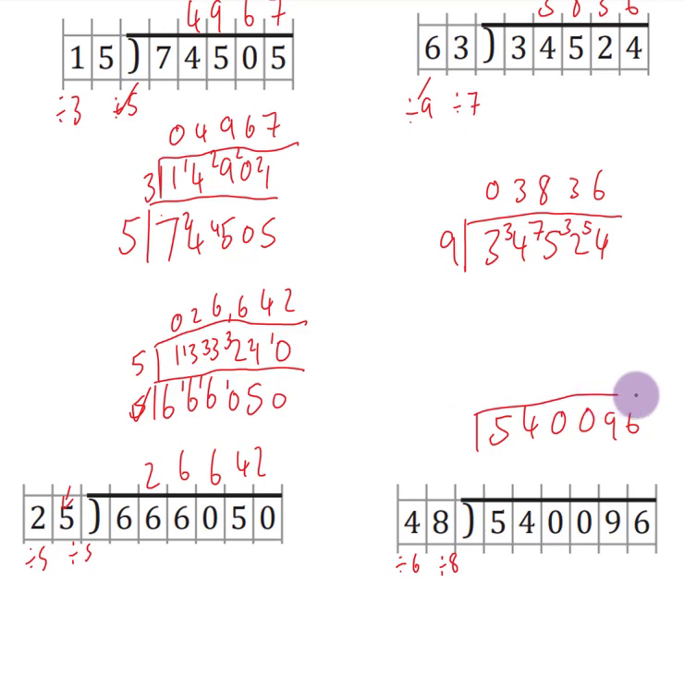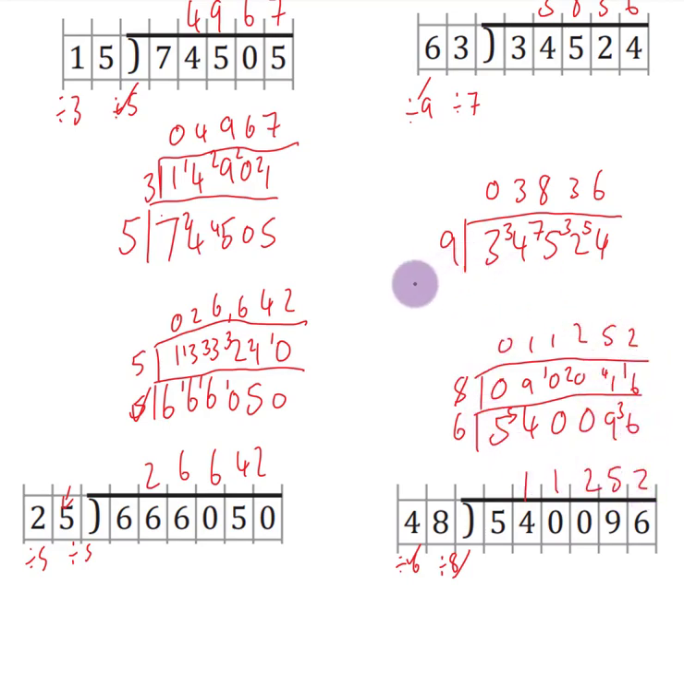540,096 divided by 6 first. Doesn't go, goes 9 times, 0, 0 once, and then 6. And then finish it off by dividing by the 8. 8 and the 0 doesn't go, 8 and the 9 once, carry the 1, goes once, carry the 2, goes twice, carry the 4, goes 5 times, carry the 1, and then goes twice. So you would have your answer there of 11,252.